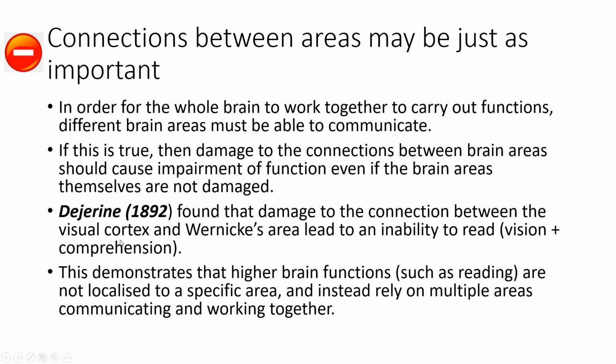So even though in this case the visual cortex wasn't damaged and Wernicke's area wasn't damaged, because there was no communication between these two areas, they still weren't able to combine those two functions to be able to carry out the higher order function of reading. So this demonstrates that higher brain functions like reading are not localized to a specific reading area, but actually they rely on lots of different areas, which each might carry out its own basic function, working together to carry out more complex functions.